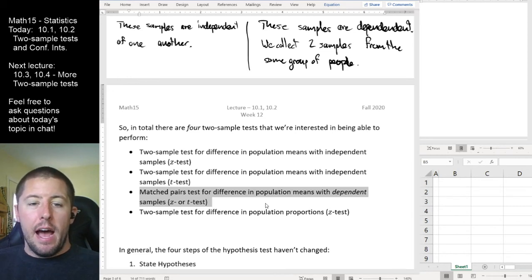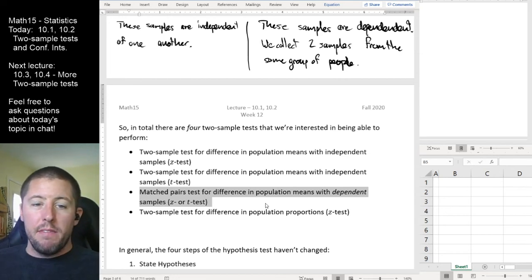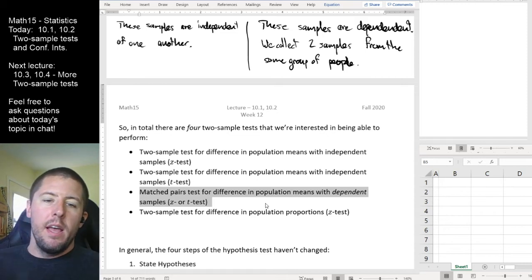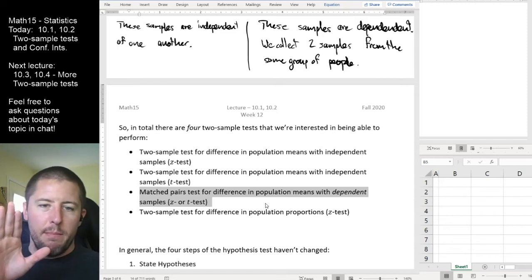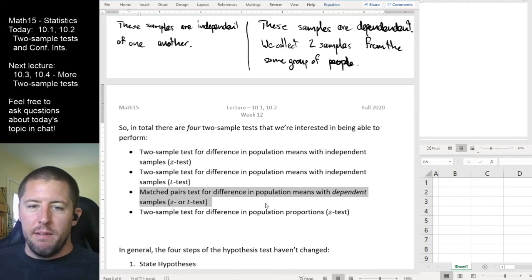Because in this case, I have these matched pairs. The first person in each sample in the weight loss example above is actually the same person, right? It's not just that sample 1 observation number 1 and sample 2 observation number 1 are from two different samples. They're literally the same human being that we collected the data from. And so those are referred to as a matched pairs test.